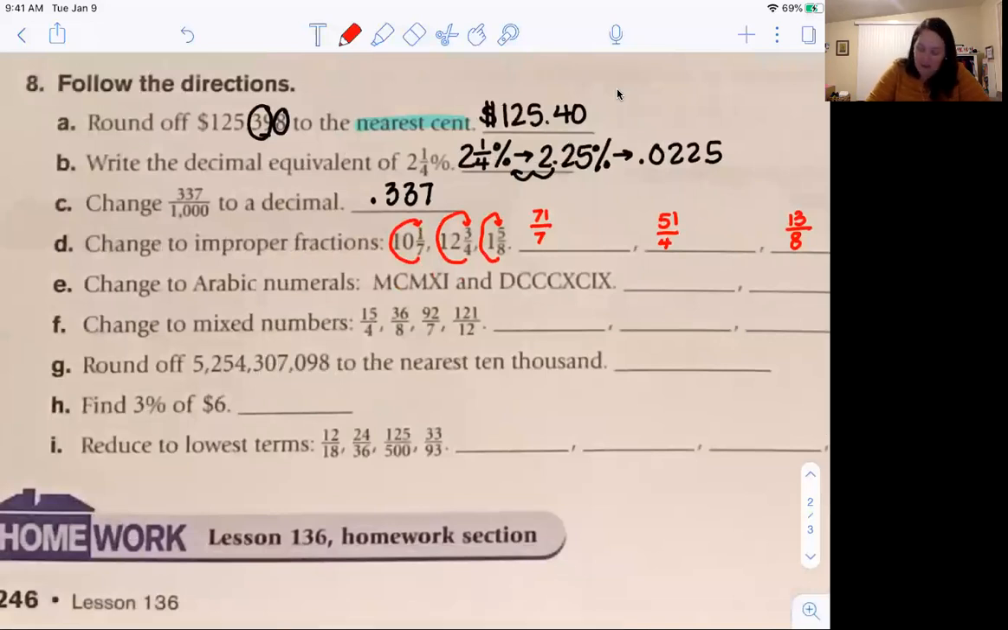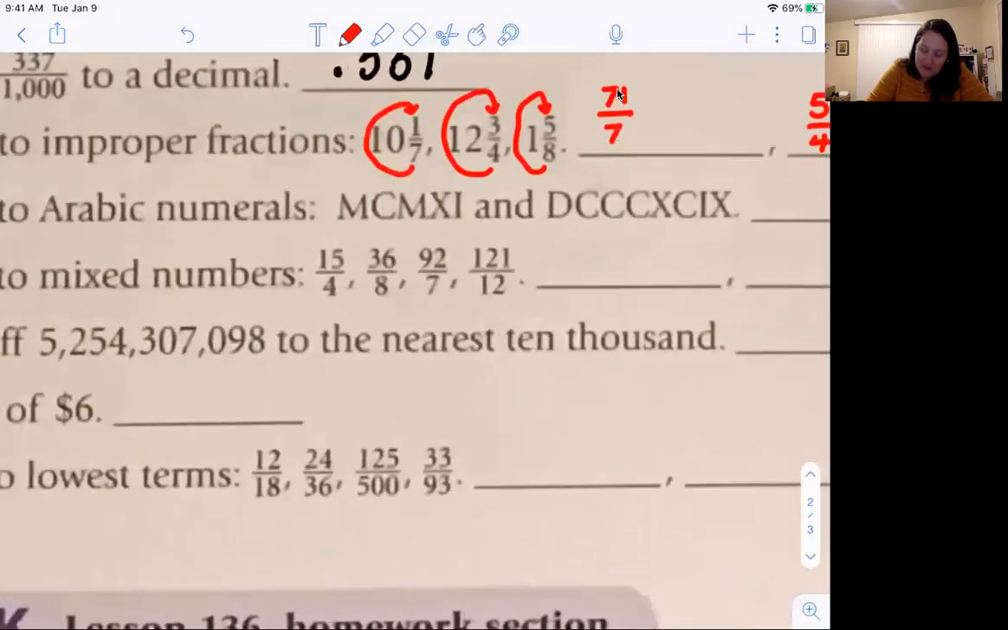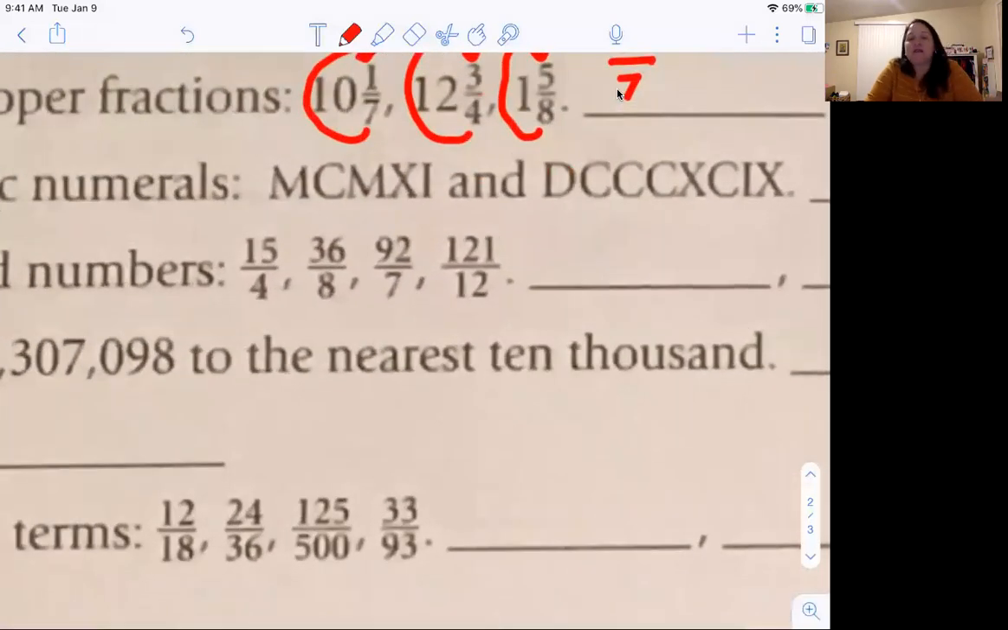Change to mixed numbers. Okay. So we're going to take these and ask ourselves with this first one right here, how many times does 4 go into 15? 4, 8, 12, 16. Oh, too many. How many times? It goes in 3 whole times. 3 times 4 is 12. 15 minus 12 is 3. So we have 3 3/4.